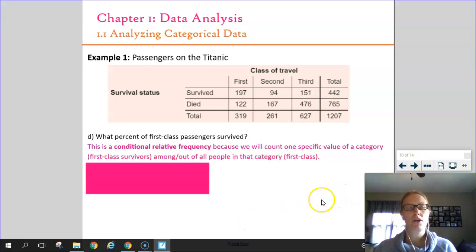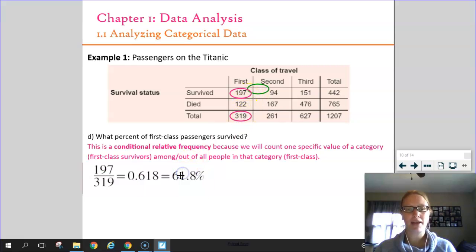Here's another example. What percent of the first class passengers survived? So again, I'm looking just at first class passengers, and out of the first class passengers, 319, what percent of them survived? So I'm going to use that number, 197. Sorry about that green circle. Not certain how that got there, but we're going to use 197 divided by 319 to give us a total of 0.618 or 61.8%. Notice that more than half of the first class passengers had a survival chance.